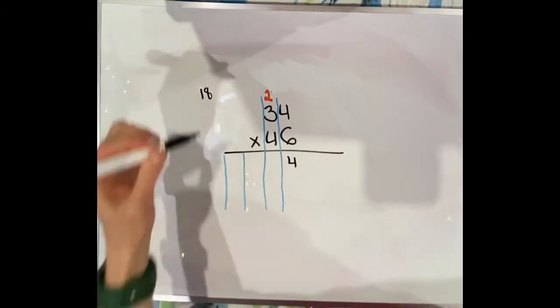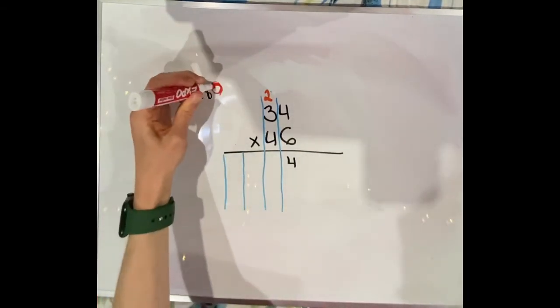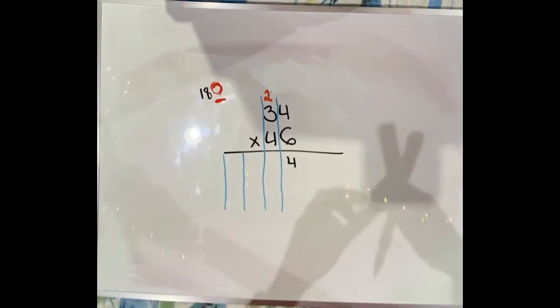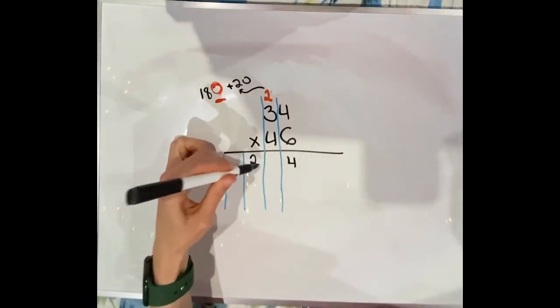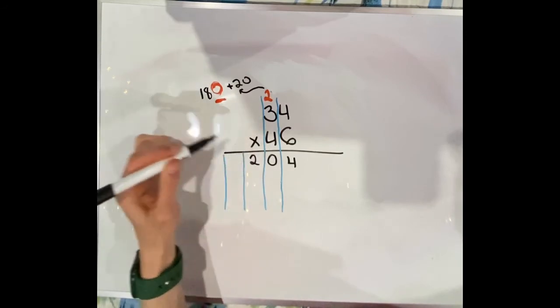3 times 6 is 18, but oh yeah, there's a ones place already filled. We can add in the 2 to our 18 to get 20 and file that in right beside our 4. This just condenses all of that separate multiplying and adding from the previous method all into one convenient step, and notice we still get the same result of 204.